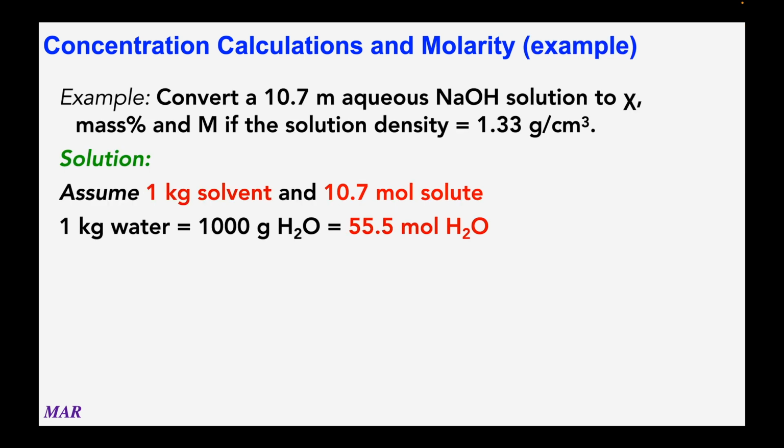We have a 10.7 molal aqueous sodium hydroxide solution. And let's stop right there. Aqueous means the solvent is water, NaOH is the solute, and the solution is 10.7 molal. So that means that in 1 kilogram of solvent, we would have 10.7 moles of NaOH. So we want to convert 10.7 molal into mole fraction, mass percent, and molarity. And notice here it's giving us the solution density, 1.33 grams per centimeter cubed.